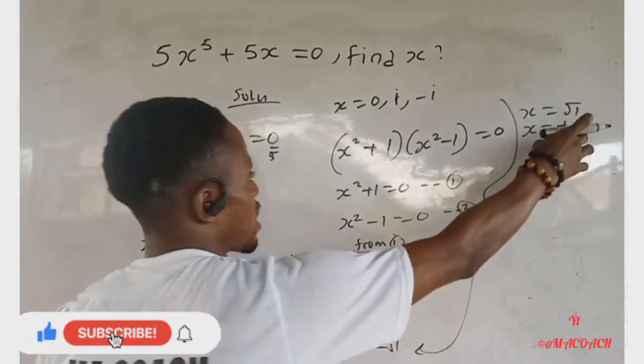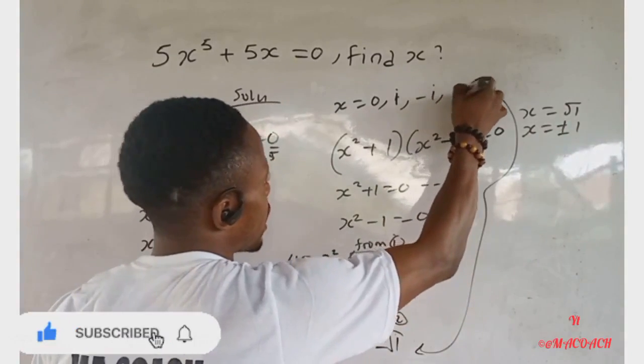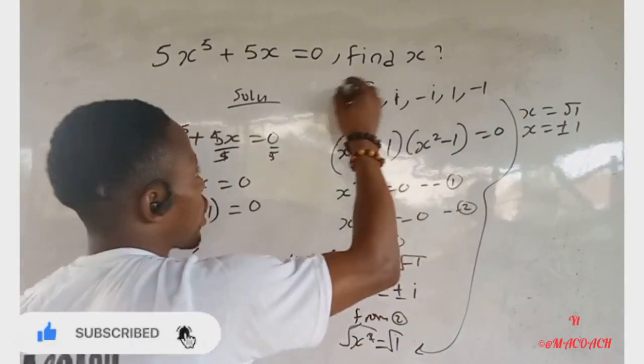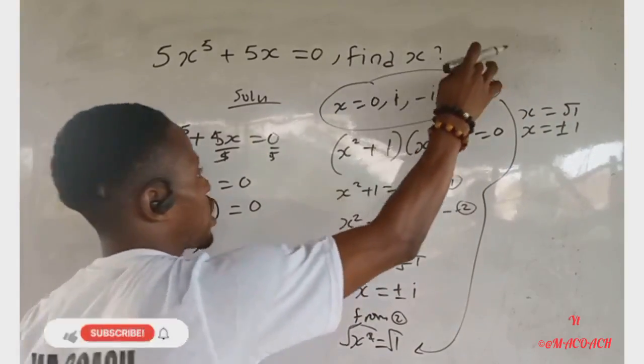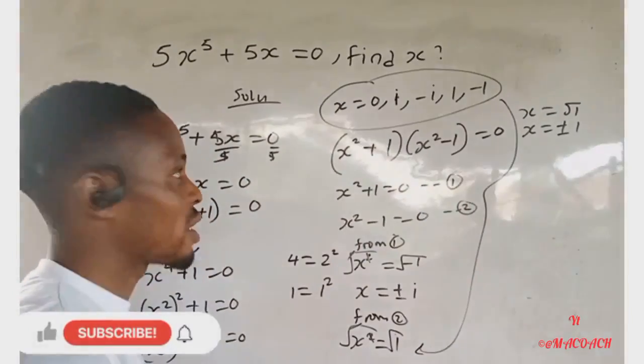So the values of s are s equal to 1 and s equal to minus 1. So the values of s are 0, i, minus i, 1 and minus 1. That is how you solve for this mathematics.